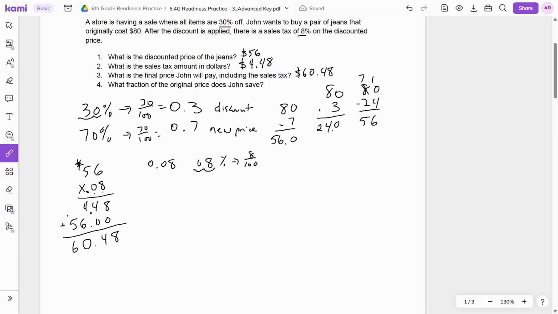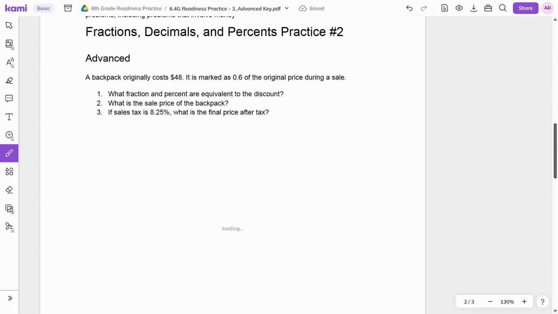And then what fraction of the original price does John save? We're just needing to look at that 30% as a fraction. So that 30% is 30/100ths, which really we should simplify down to 3/10ths. All right, so that's it for number 1.